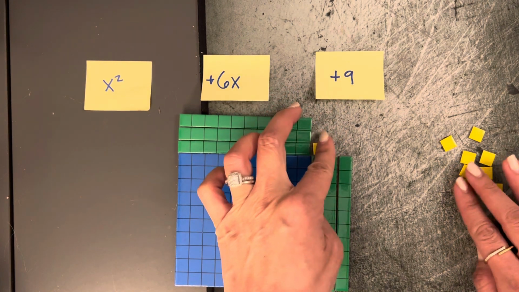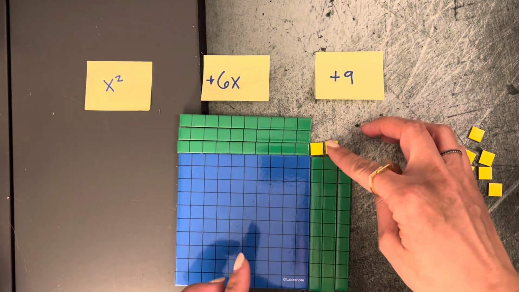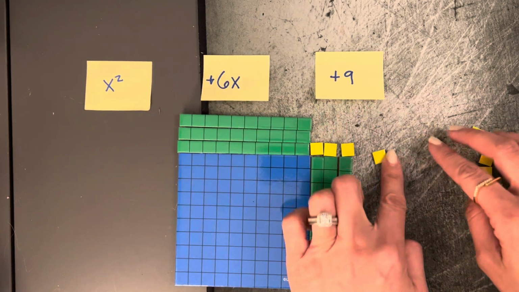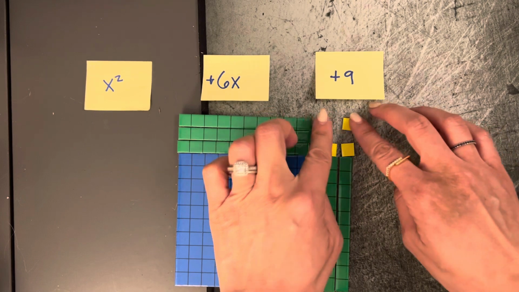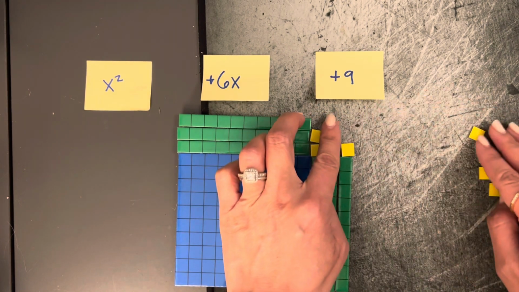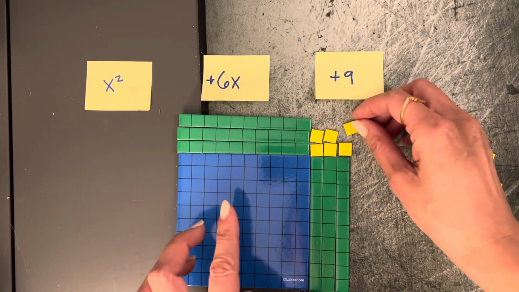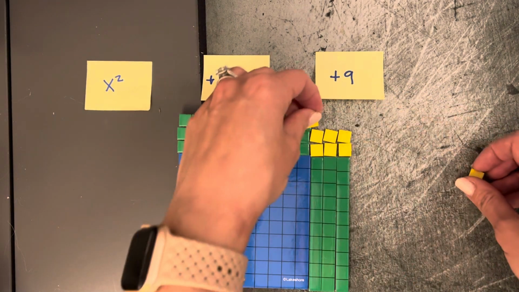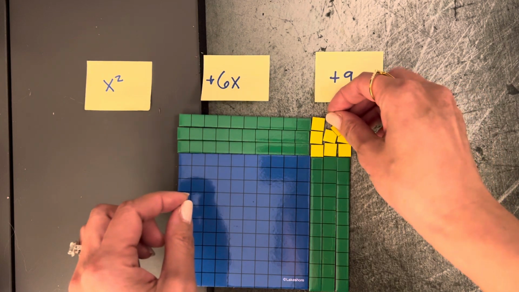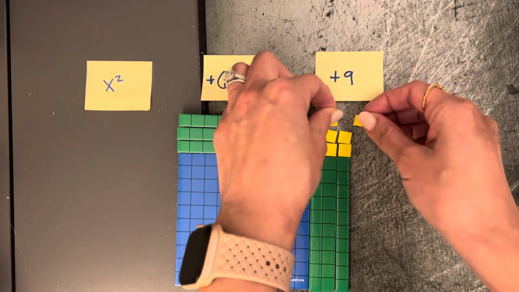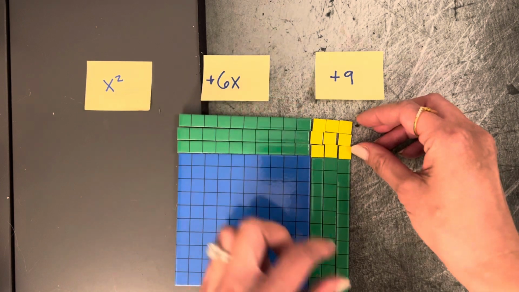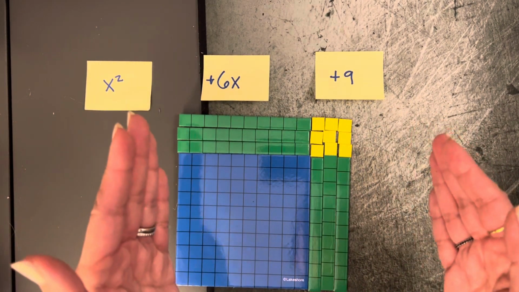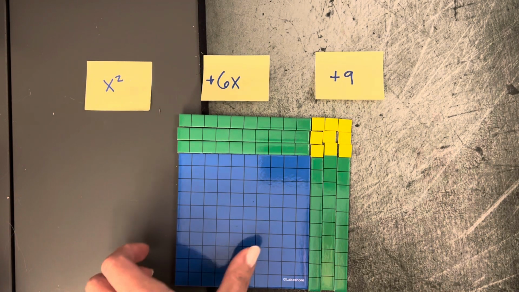So I need to fill in 1, 2, 3, right? And 3 is half of 6. And 3 times 3 gives me 9. And so I'm able to then fill in the rest of this larger square to make a perfect square. And so when we're completing the square, we're figuring out what are the ones that I need to make this square complete, to make it perfect, right?